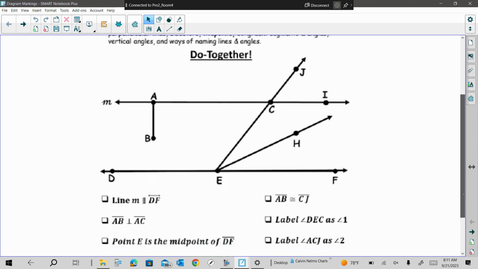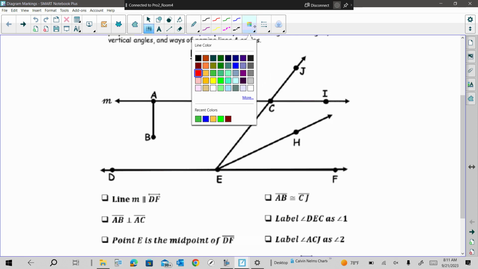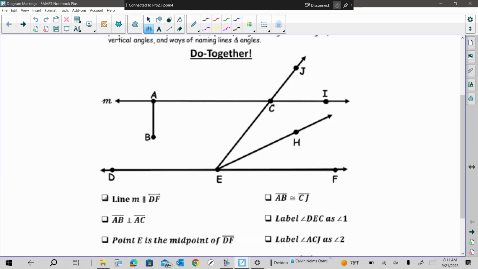So the goal is for you to understand the symbols and how to indicate that on a diagram. So I'm gonna start off with red. Okay. All right, so it says right here, this first box, line M, they're referring to this line, this top horizontal line. And then this symbol, do y'all remember what this symbol means right here? Parallel. Yeah, parallel. Okay, just in case, I'm gonna write it down. So this line M is parallel to DF. DF is here at the bottom horizontal.